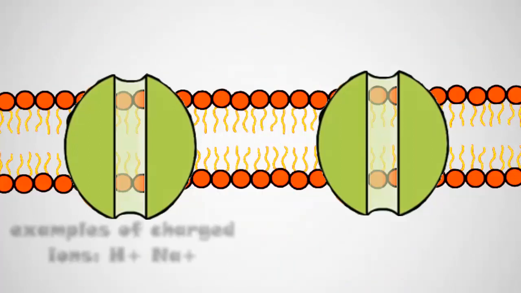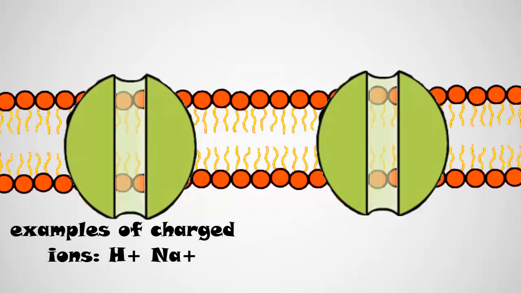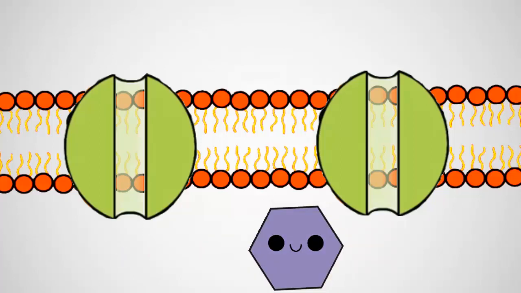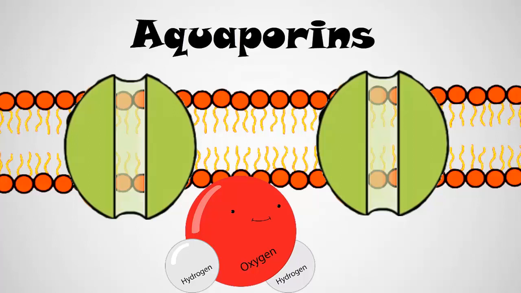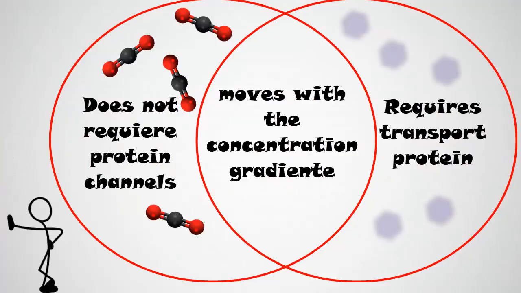Ions often require a protein channel to pass through. Glucose needs the help of a transport protein to pass through. In osmosis, for water to travel at a fast rate across the membrane, it passes through protein channels called aquaporins. These are all examples of facilitated diffusion, which is a type of passive transport and moves with the concentration gradient of high to low concentration.